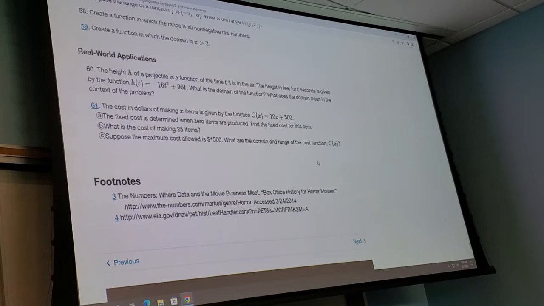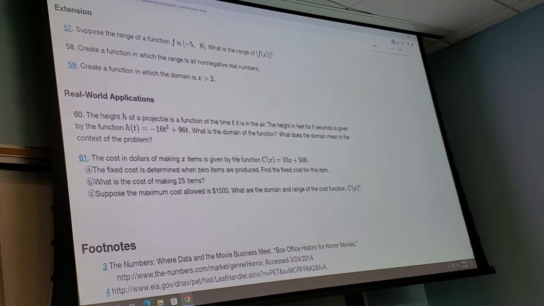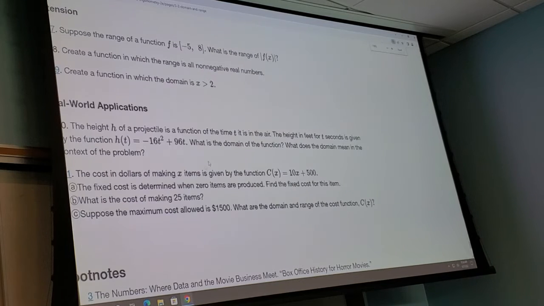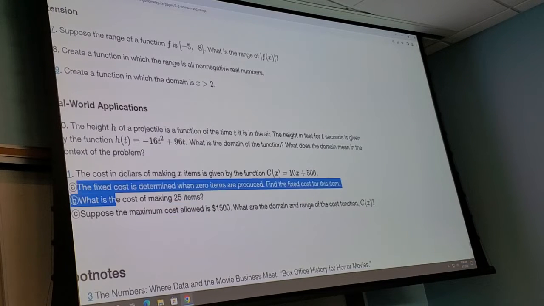So let's see, the height of a projectile is a function of the time it's in the air. Kind of makes sense.